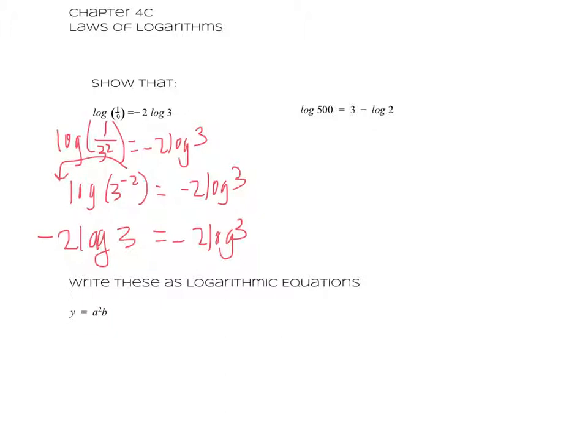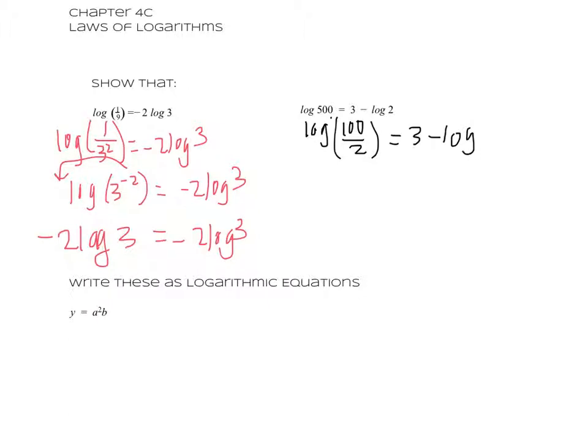Let's go ahead and try this right here. So what we have is log of 500 is equal to 3 minus log 2. Since we have a subtraction sign, we need to create a fraction. One way we could do this is if we say 500 is actually the same thing as 1000 over 2, this will help us out.